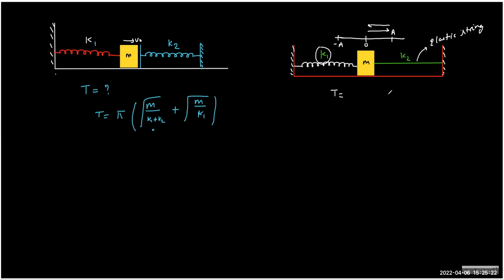So going towards the right, only K1 is in action, so it is pi multiplied by root of m by K1. That's it. But while going towards the left, the rubber band will also pull you, so the effective K becomes K1 plus K2. Is this clear?